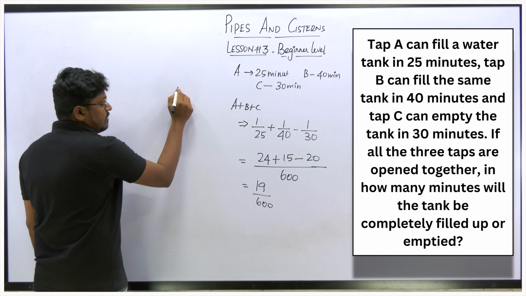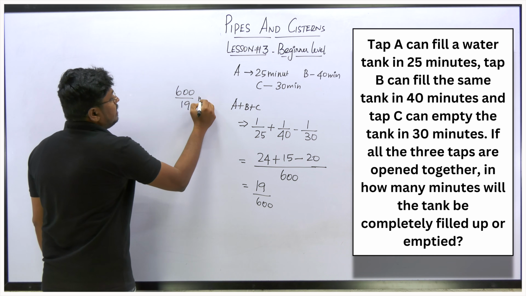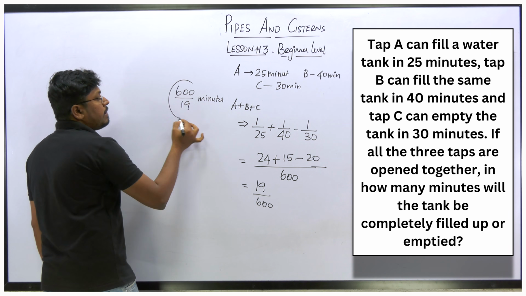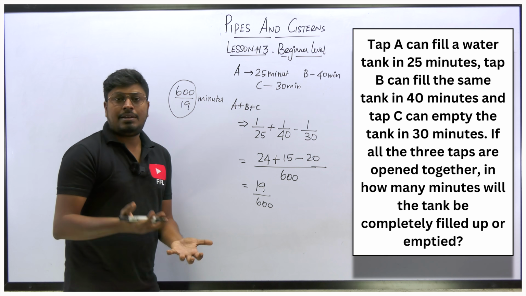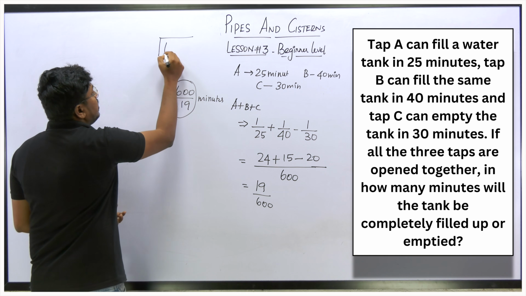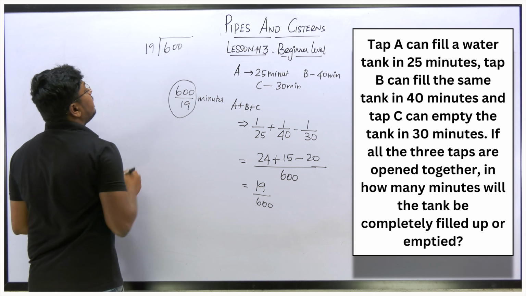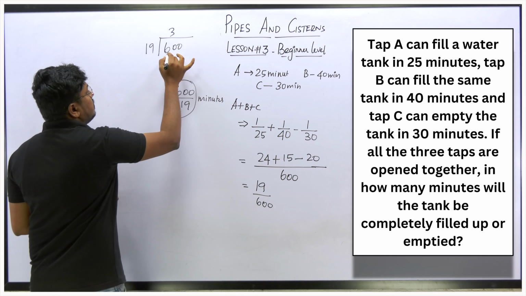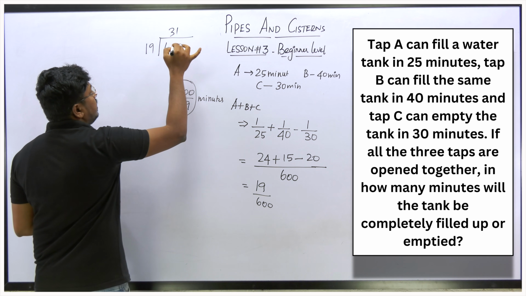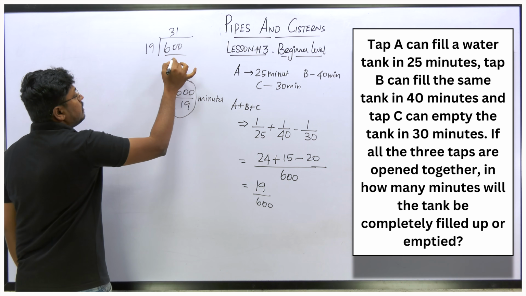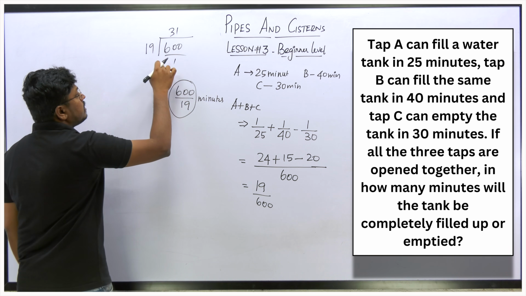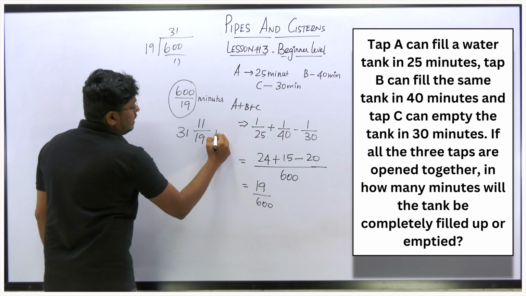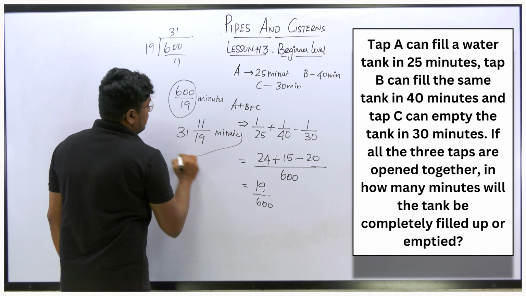So 19 by 600. So we can say 600 by 19 minutes, because all the values are in minutes. Sometimes this 600 by 19 in a fraction, you have to convert into a mixed fraction, right? A mixed fraction is nothing but you have to divide 600 by 19. Got it? So this will be 31 times, and the remainder 11. So the answer will be 31 11 by 19 minutes, which is the answer for the question.